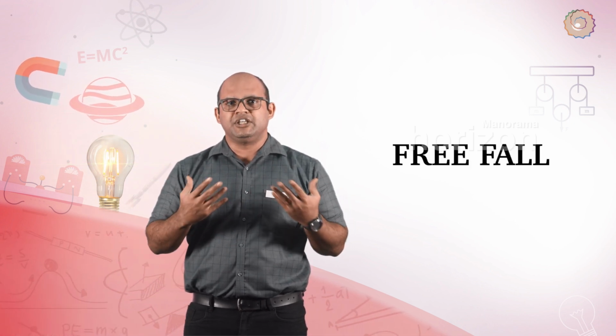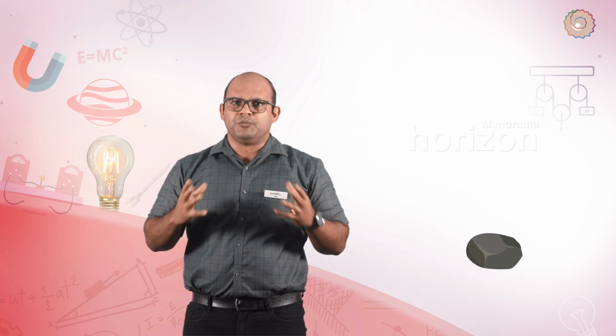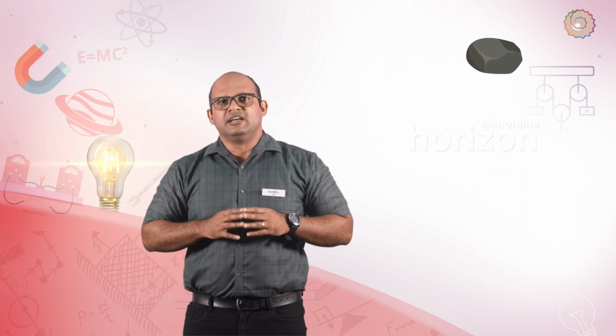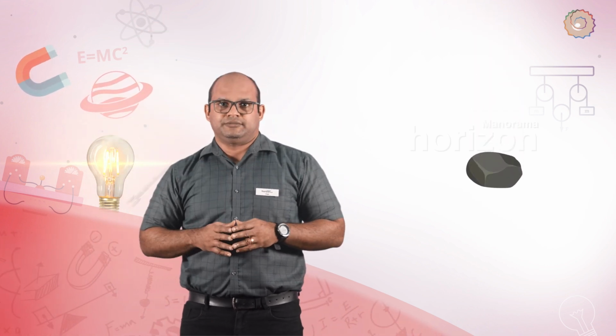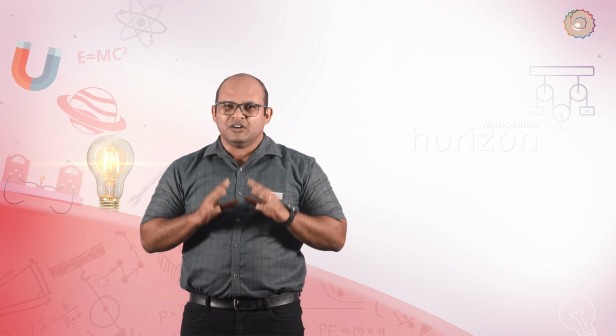Motion under gravitational influence, also known as free fall. When we throw a stone upwards, we observe that it loses speed as it goes higher and higher until it reaches zero velocity. Then it starts to accelerate in the downward direction. This motion is purely determined by the gravitational force acting on the stone. For simplicity, we do not consider the role of air friction at this stage. Such motion is called free fall.